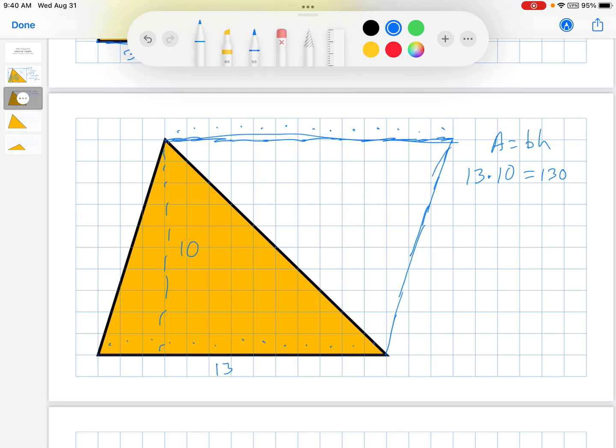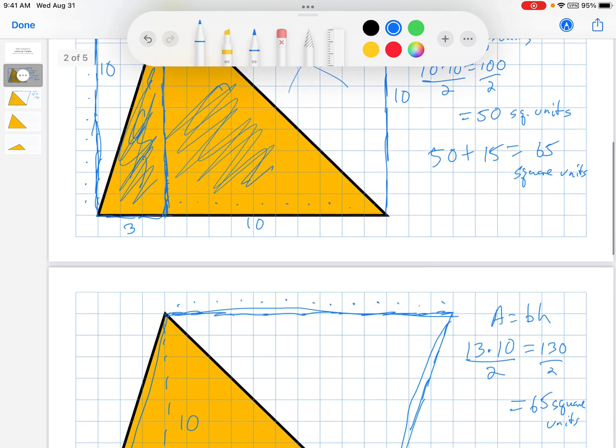But remember, that was the whole parallelogram. We don't want the whole parallelogram. We only want half of that. So we have to divide by 2. So 130 divided by 2 is 65 square units.